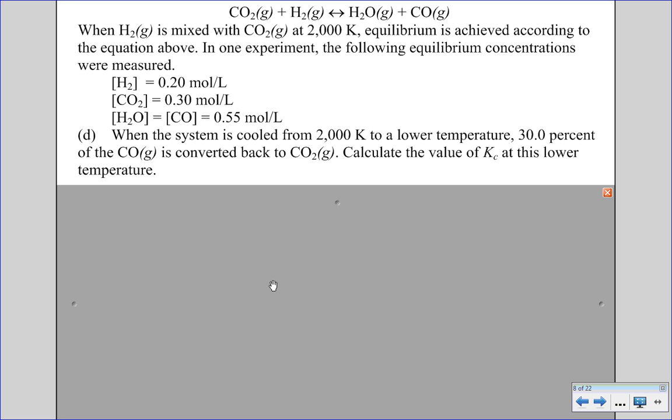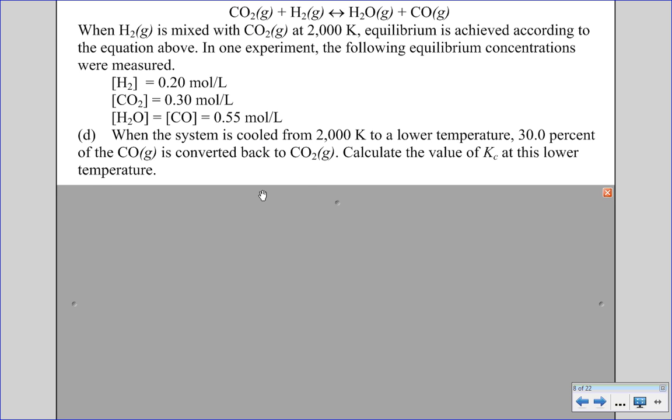Then this system gets cooled down from 20,000 K, where we had equilibrium, to a lower temperature, and it's still going to reach equilibrium. But the value of K will be different because the temperature is different. So 30% of the CO gas is converted back to CO2. So 30% of this gets converted backwards into CO2. And the only way for it to do that is to also take some H2 with it and to also make some H2O as it makes the carbon dioxide gas.